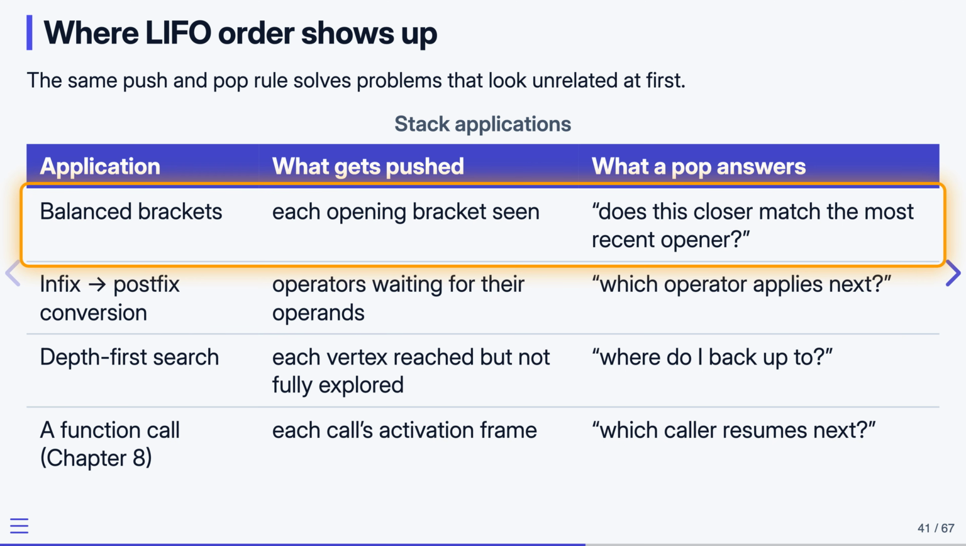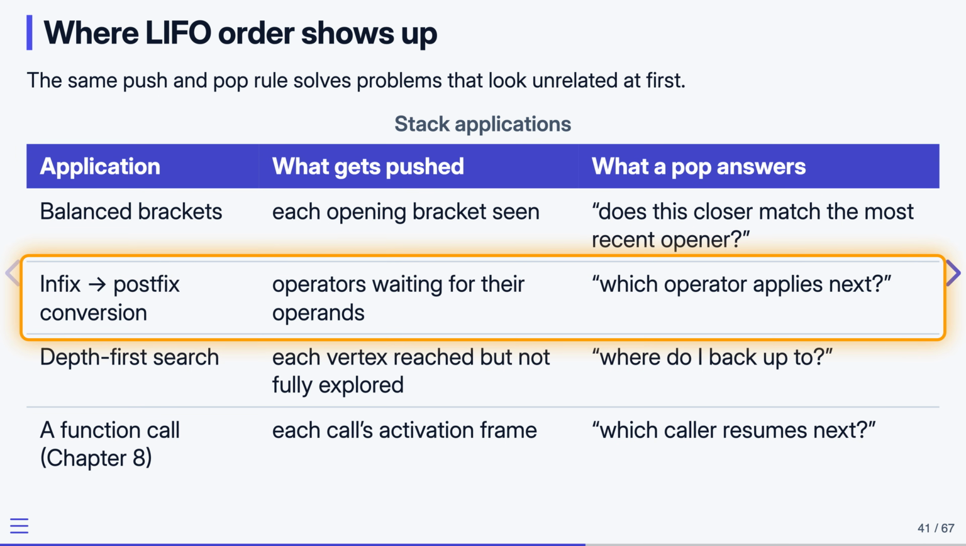First, balance brackets. You push each opening bracket you see. A pop answers, does this closing bracket match the most recent opener? Second, converting infix to postfix. You push operators that are still waiting for their operands. A pop answers which operator applies next.